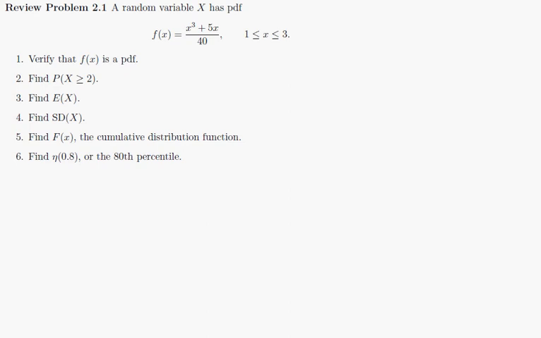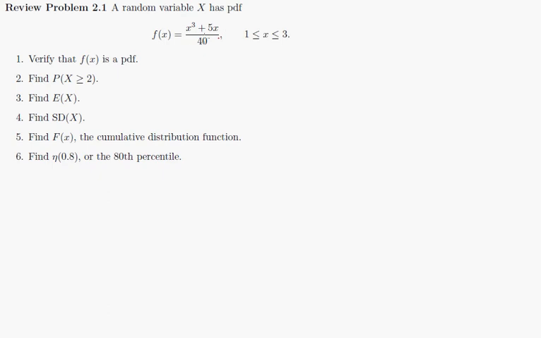Let's talk about this review problem concerning a continuous random variable. First thing we need to do is to verify that this is indeed a probability density function, or PDF. To verify that little f of x is a probability density function, we have to do two things. We have to verify that the function is non-negative, at least between 1 and 3, and we also have to verify that the integral between 1 and 3 is equal to 1.